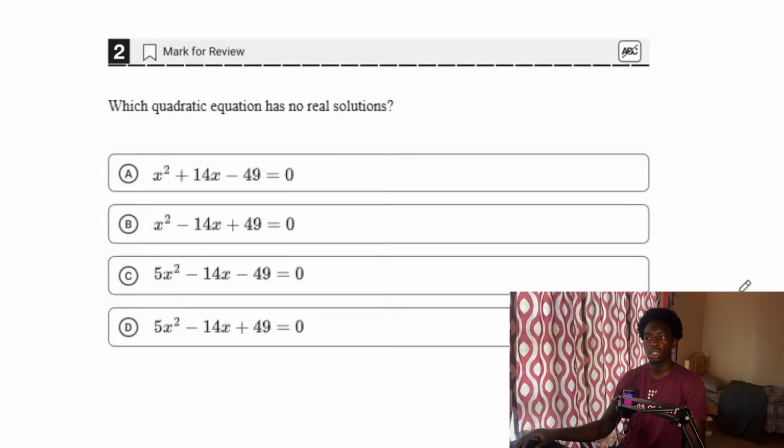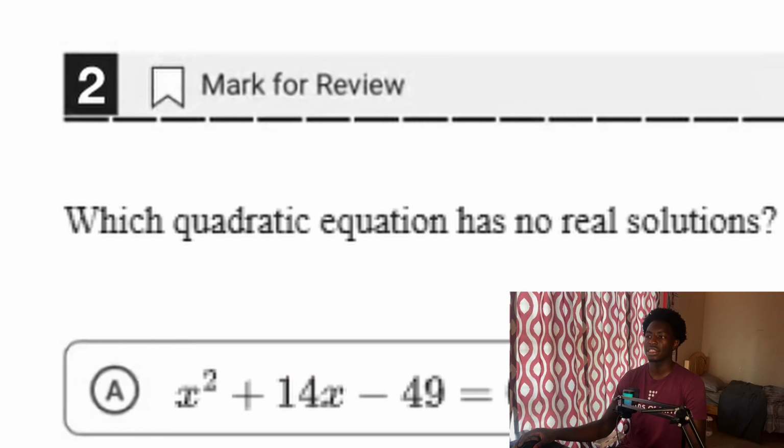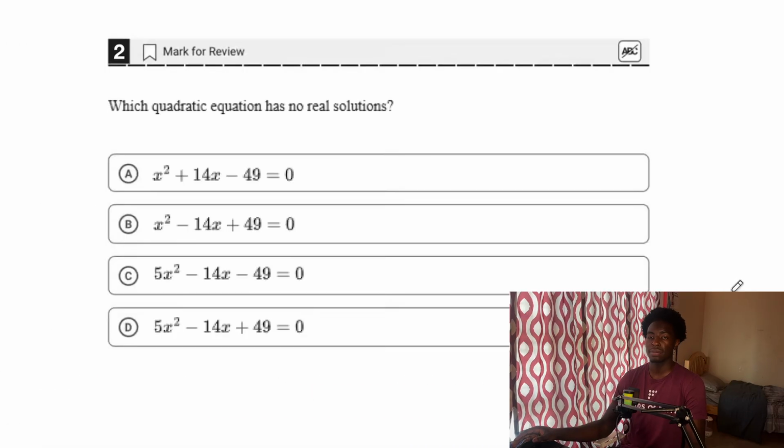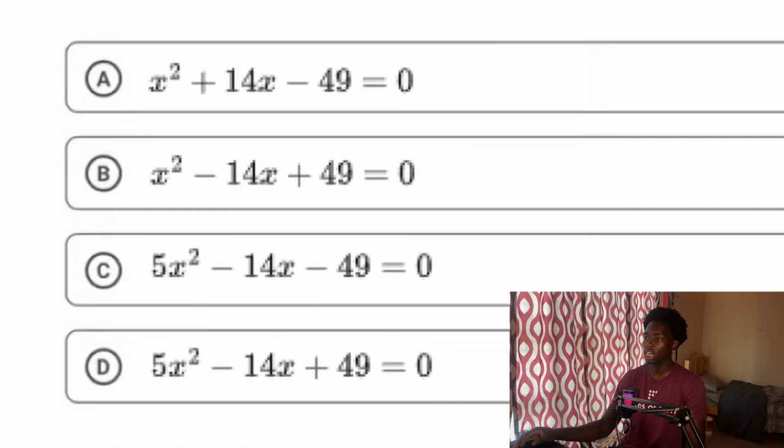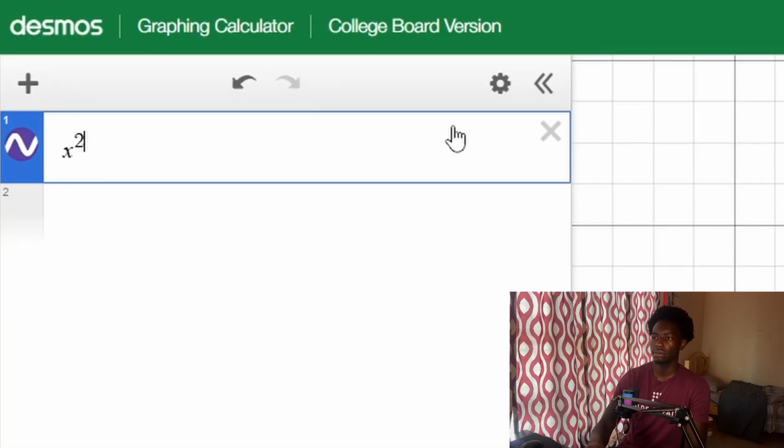So now we're looking at a question asking which quadratic equation has no real solution. What some students might try to do here is plug all 4 of these equations into the quadratic formula and see which one gives them an imaginary number. There is a much faster way to do that. If you open Desmos, all that matters now is you going in to plot the equations.